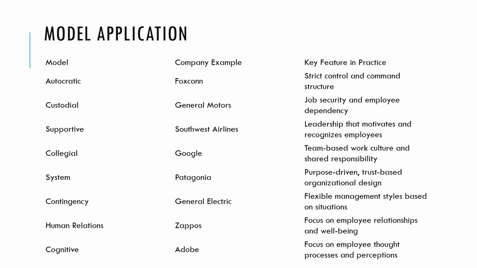If you look at the application of these particular models in different organizations, here I am with some examples, like the autocratic model is used by companies such as Foxconn, where they follow strict control and command structures. So it is not that one model is best amongst all; it depends upon the organization, the kind of system we are having, and what kind of leadership style we need to implement.